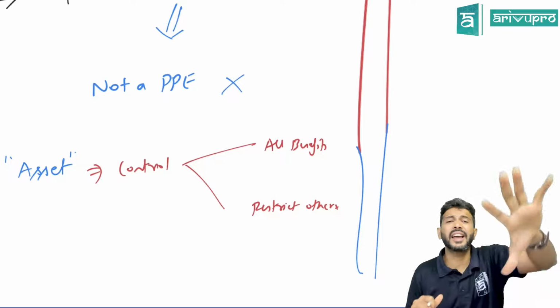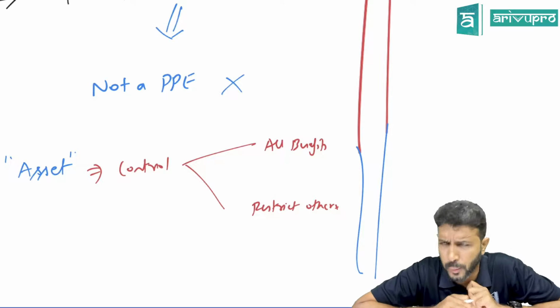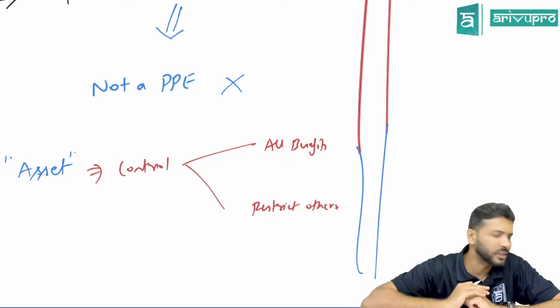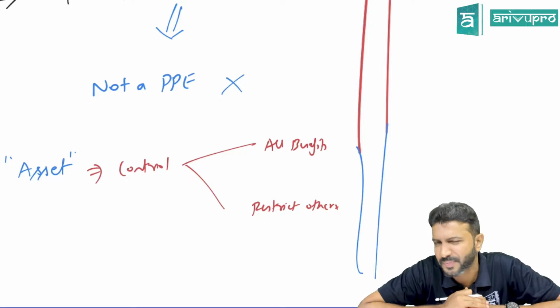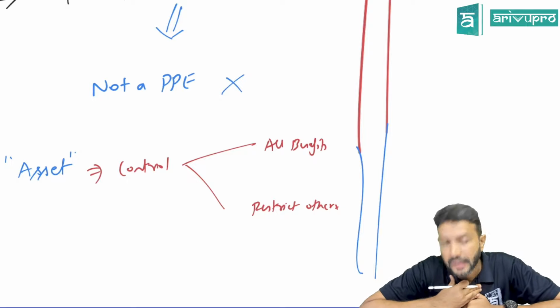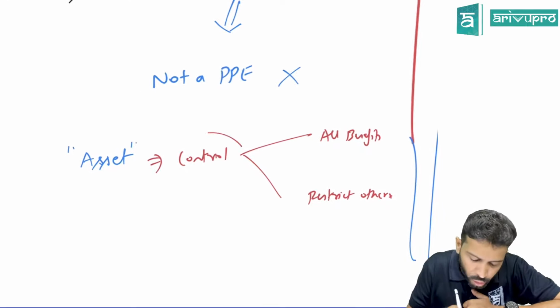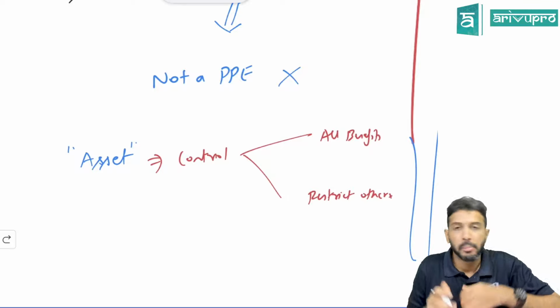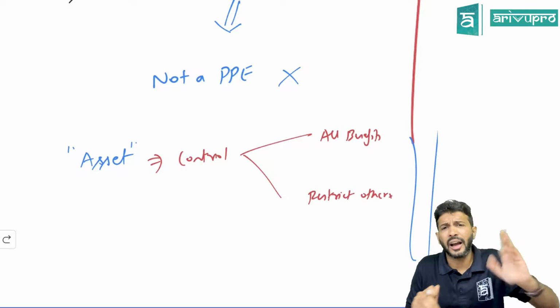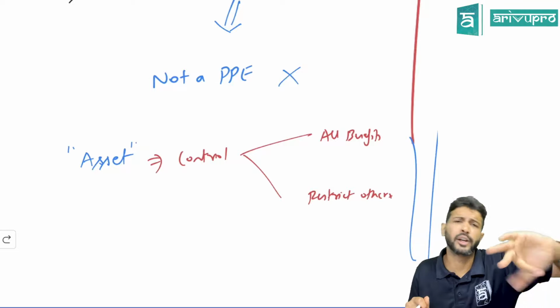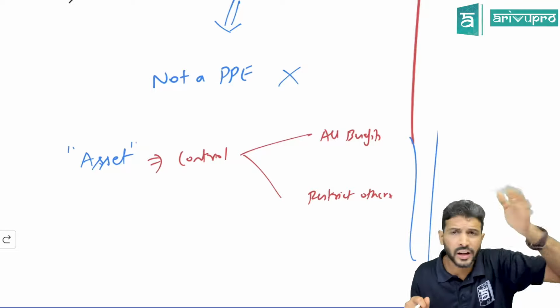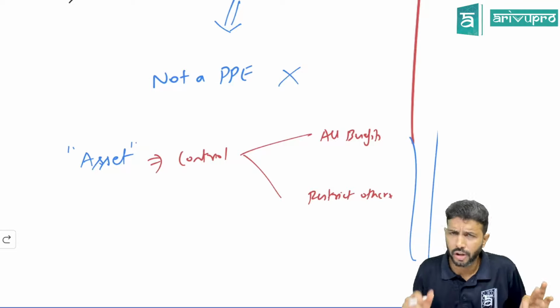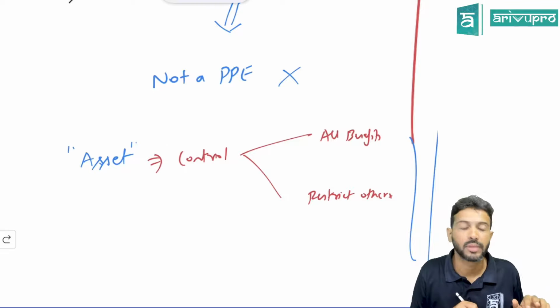Meaning, let's say I have a 500 rupees Gandhi note with me in my purse. Is it my asset? Yes, because I have control over it. Using that 500 rupees, I can buy something, I can donate to somebody. I can do whatever I want with that 500 rupees. So it is totally within my control.